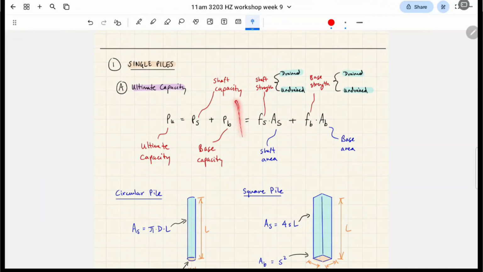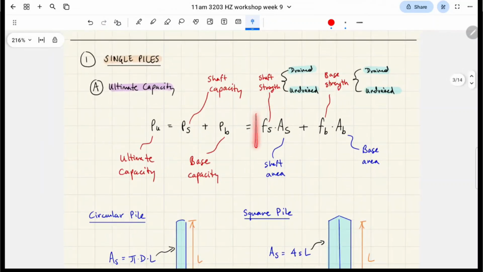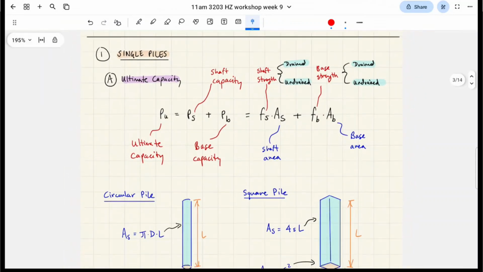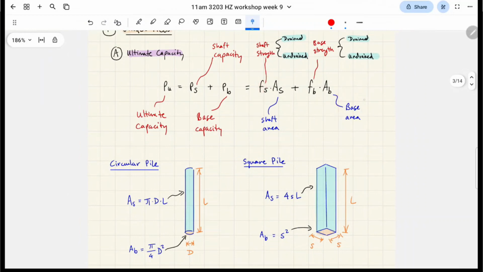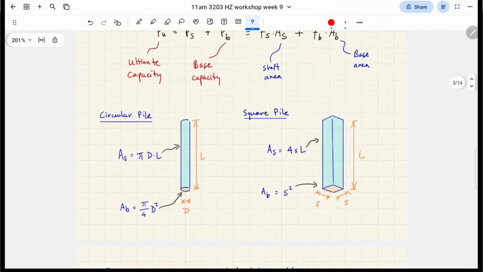Okay, so we can break down shaft capacity and base capacity further, right? These units will be in kilonewtons, essentially. For our first component, the shaft component, that will be Fs, our shaft strength, multiplied by our shaft area, right? Similarly, Fb is our base strength, multiplied by our base area, right? Trust me, it doesn't get much harder than this in this workshop. It's pretty chill, okay? The area of the shaft and the area of the base is literally from, what is this, year 8 geometry or something?